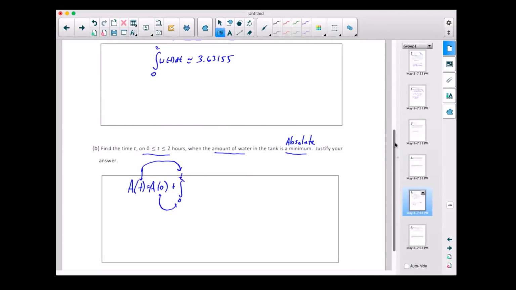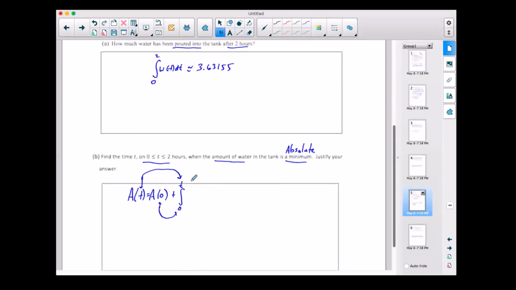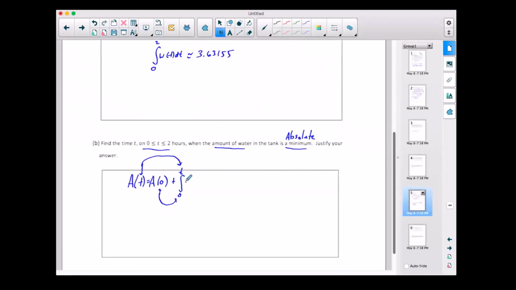So A of t is going to be equal to A of 0 plus the integral from 0 to t of W of t dt minus the rate out, so 0 to t of L of t dt. This is our general formula. I always like to put A of 0 here first because it reminds me that I'm putting a 0 here. Be careful because sometimes they don't give you the amount at time 0. If they had given us the amount at time 1, our starting amount would have been A of 1, and then our lower limit would have been a 1.